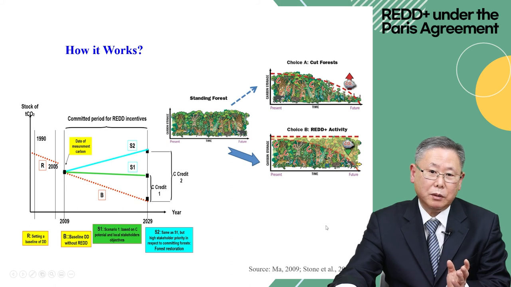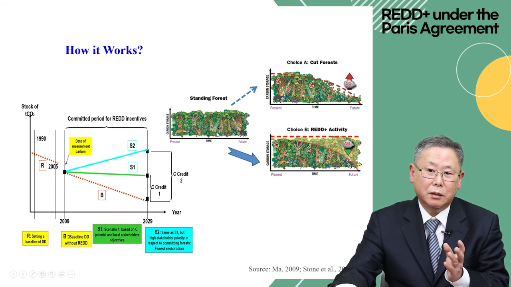How it works: with a standing forest, nothing happens. Business as usual, we cut trees, destroy forests, CO2 goes up. But if we employ REDD activity, then the CO2 stays here.